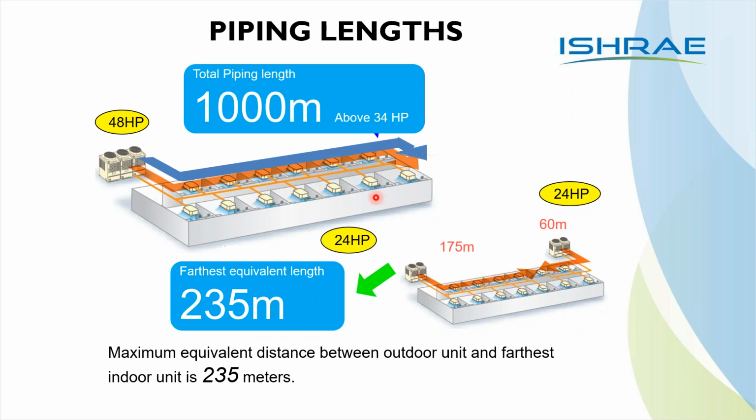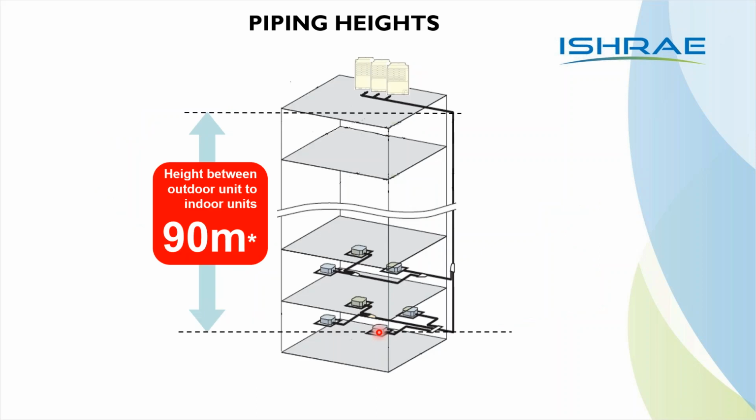Now look at the difference between these two statements. Here the total piping length is 1000 meters. Here the maximum piping between indoor to outdoor is 235 meters. Hope this length of the piping is clear. Again, I am repeating, please go by brand specific, please go by the catalog of the manufacturer when it comes to piping and indoor units.